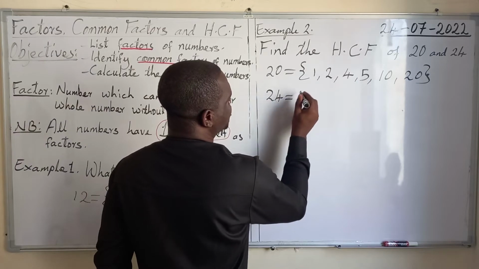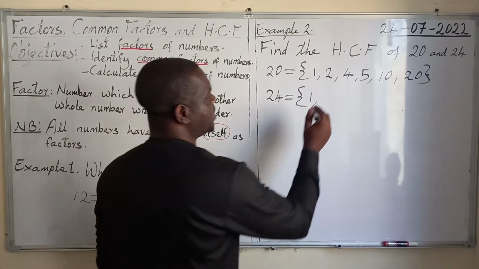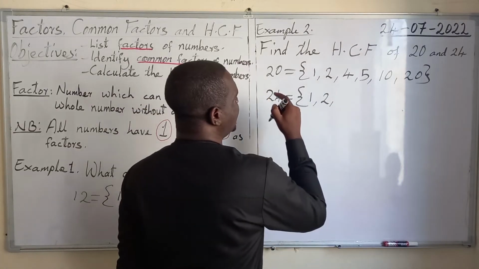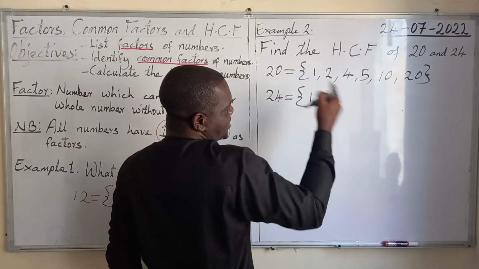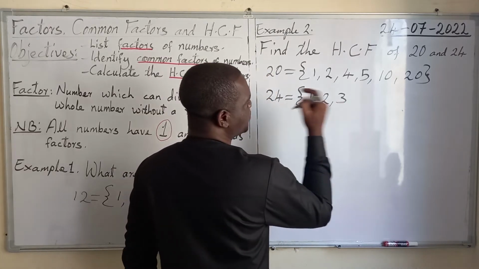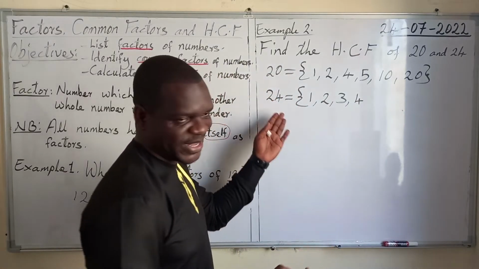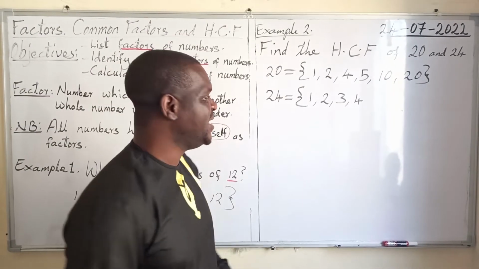Factors of 24. We always start with 1. And if this number is an even number, 2 should be there. If the digits added together give a multiple of 3, then 3 is there, because this plus this is 6. Then we have 4 as well, because 2 and 3 are factors of the number. Remember the test of divisibility.